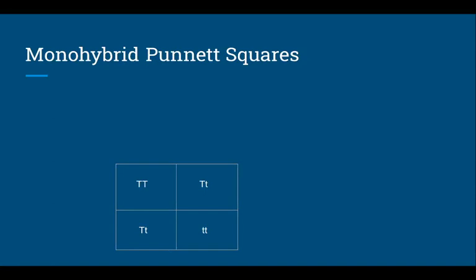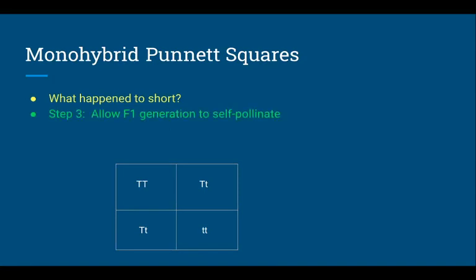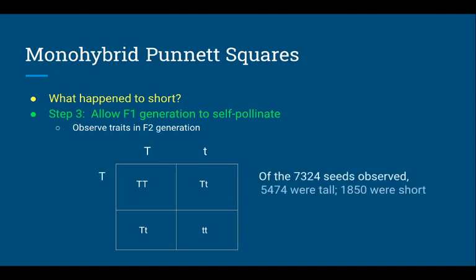So what he did next was he crossed those F1 plants, so the big T, little t plants, because he didn't know what happened to short. Where did it go? So he allowed them to self-pollinate, and then he observed the traits from the plants that he grew from the seeds. And so you take a big T, little t plant, cross it with another big T, little t plant, and in the boxes are your results. You get 1 that is homozygous dominant, 2 that are heterozygous, and 1 that is homozygous recessive. But 3 out of the 4, when you look at them, their phenotype will be tall.